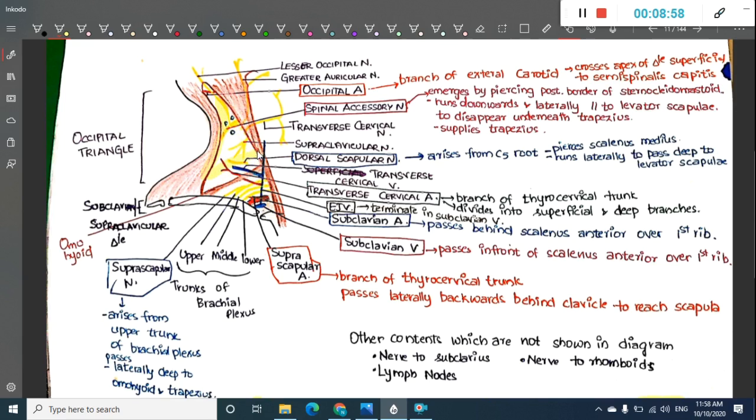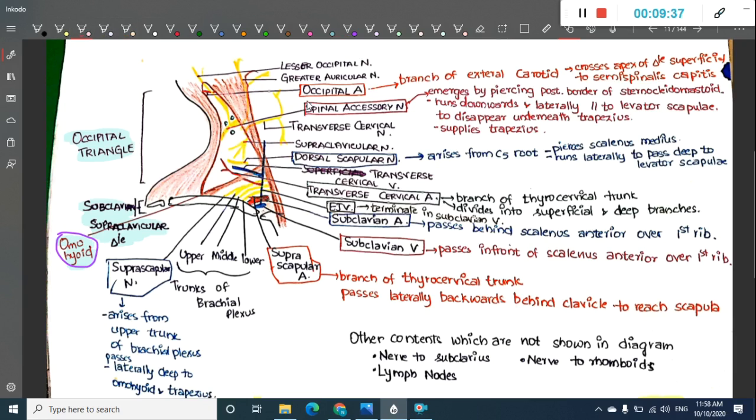The omohyoid divides this whole posterior triangle into an upper part and a lower part. The upper part is called the occipital triangle, whereas the lower part is called the subclavian triangle, or supraclavicular triangle. So this division is done by the muscle omohyoid, giving us the occipital triangle and the subclavian triangle. Next we will see the contents.